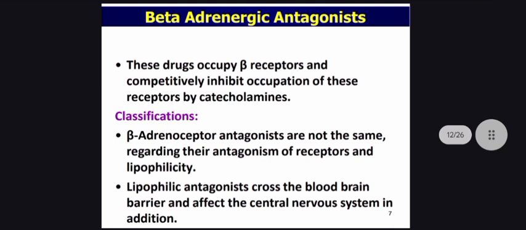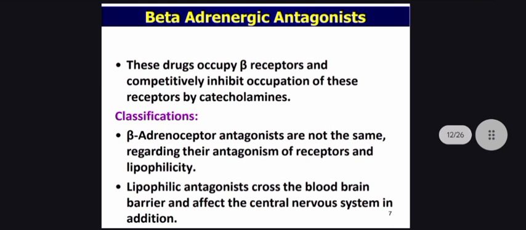As you can see here, in the 1960s beta blockers were developed, and the earliest prototype beta blocker was called propranolol. Now we'll talk a little about propranolol. So what are these drugs? These drugs occupy the beta receptors. They competitively inhibit the occupation of these receptors by catecholamines, norepinephrine and epinephrine. Now they have differences with regards to lipophilicity, for example, and their ability to antagonize the different types of receptors. We're going to talk about selective and non-selective antagonists.